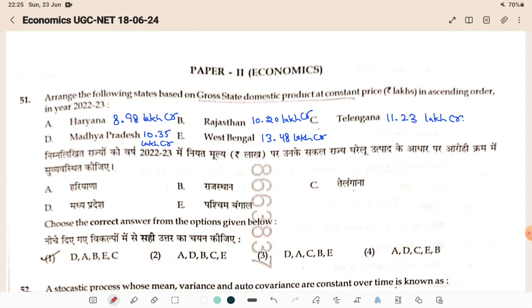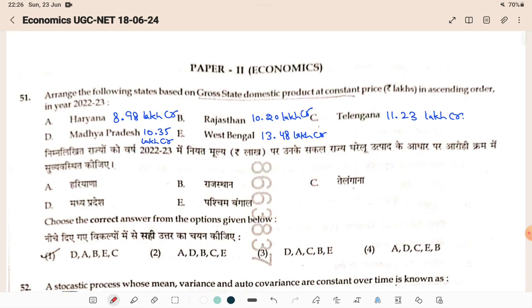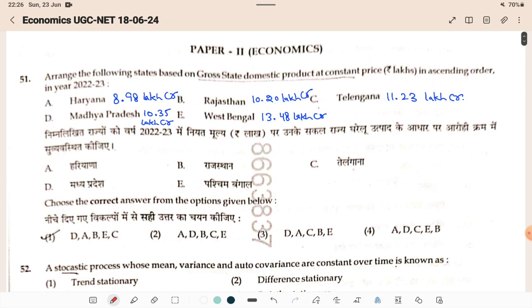So I discussed the paper earlier, and now I'll give the explanation of each and every question, except the economic questions that ask about data related to the budget or anything like that. I'll provide an explanation for each and every question except economic data related questions.